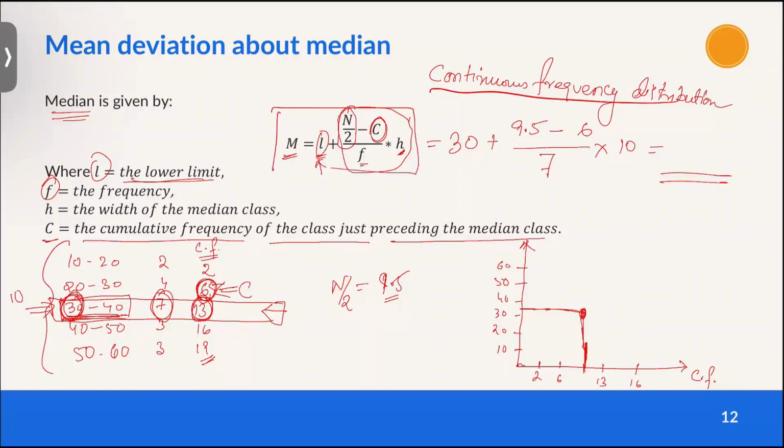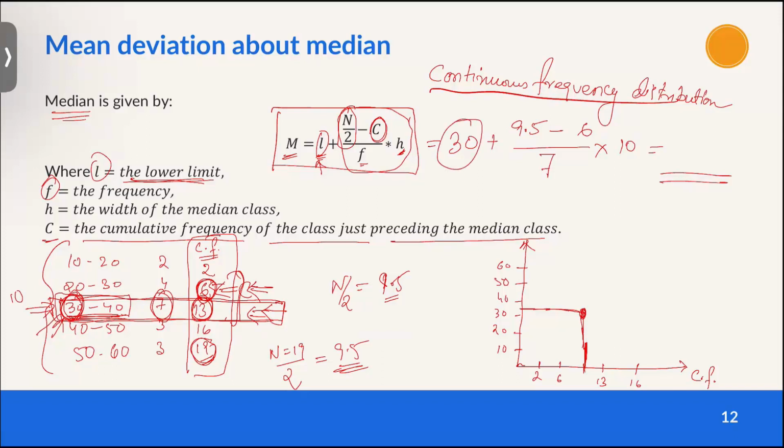You use this formula. Again, what is L? L is the lower limit, which is 30 here. How do we know 30 is the lower limit? First you see what N is. N is 19. You do N by 2, 9.5. You see in the cumulative frequency where this 9.5 is lying. It will lie in between these two, more than 6 and less than 13. So it will lie in this row. What is the lower limit of this row? It is 30. So L is 30.